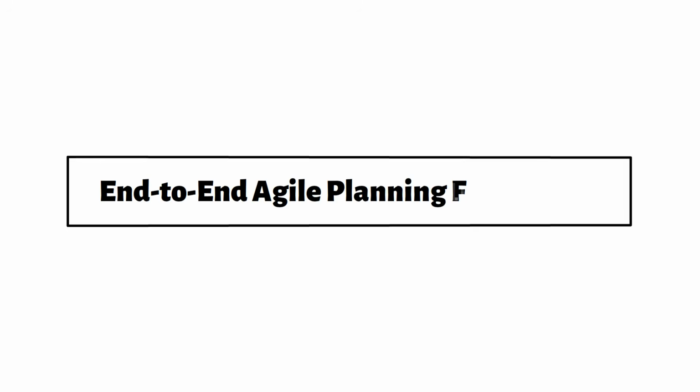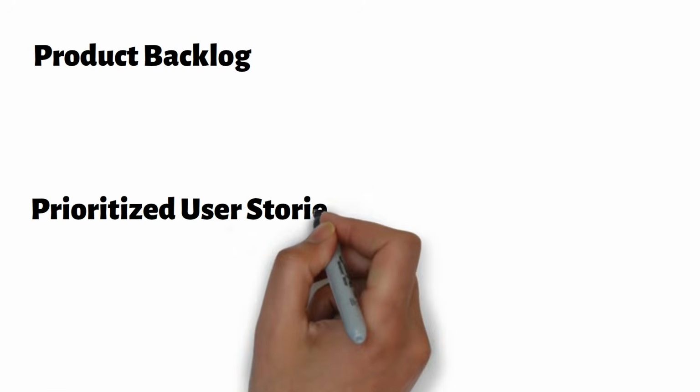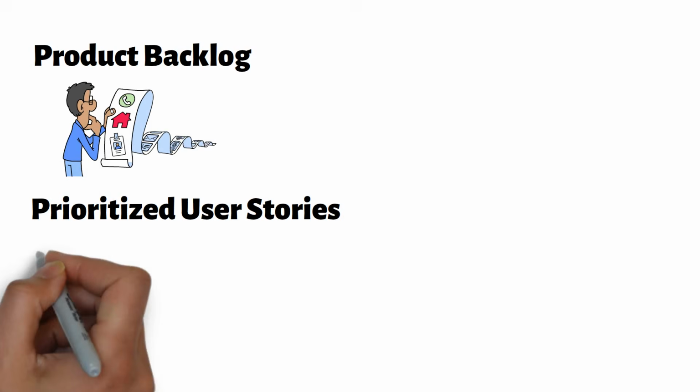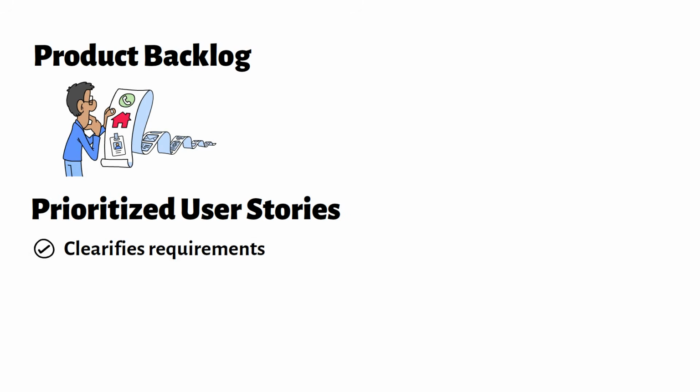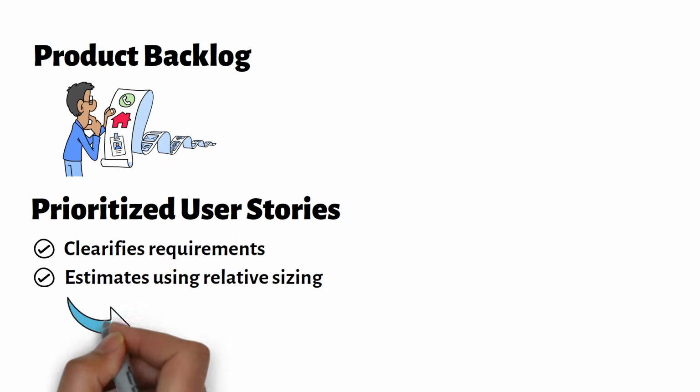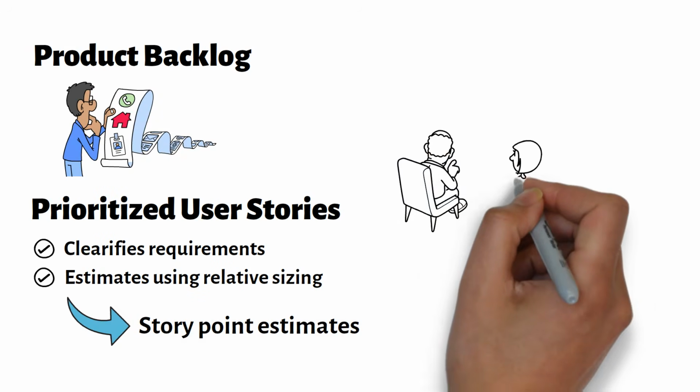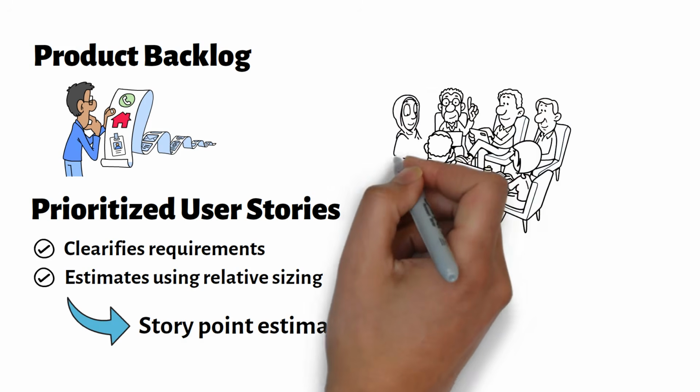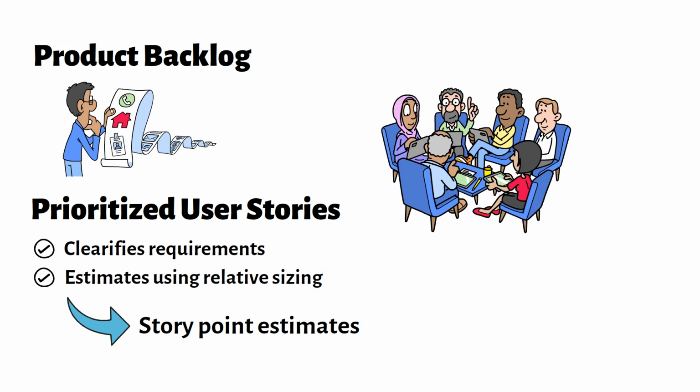Let's quickly connect the full flow. The product backlog contains prioritized user stories. The team reviews candidate stories and clarifies requirements. The team estimates stories using relative sizing. Stories receive story point estimates based on effort, complexity, uncertainty, dependencies, and risk.